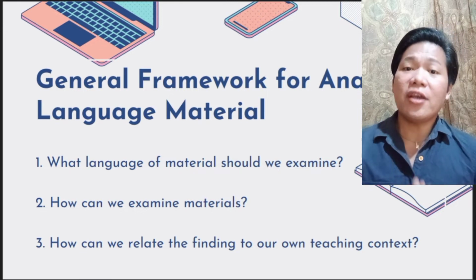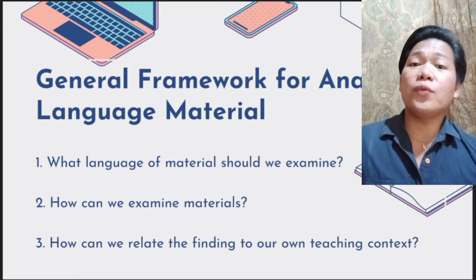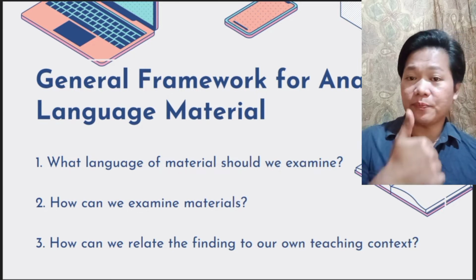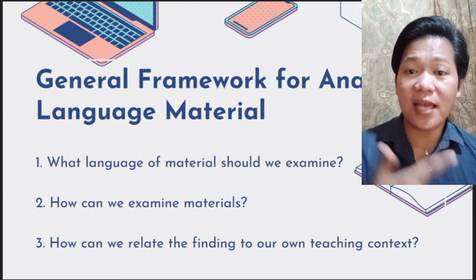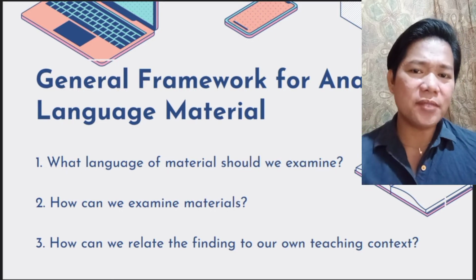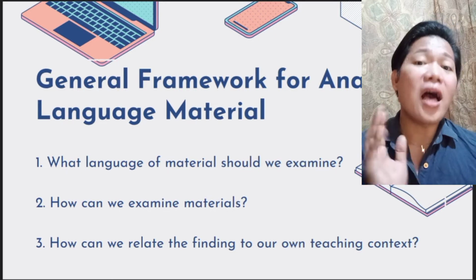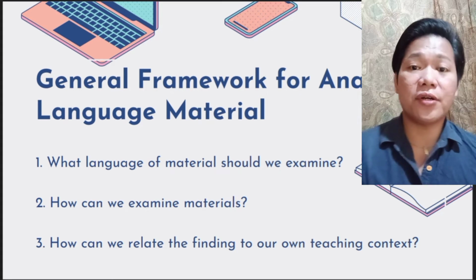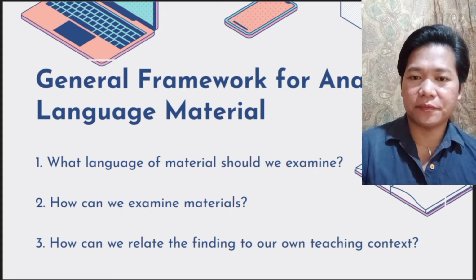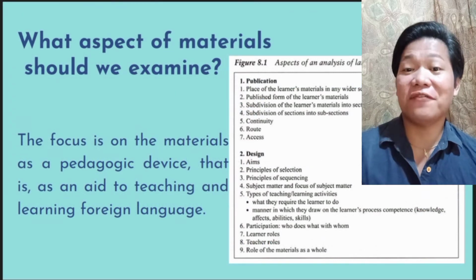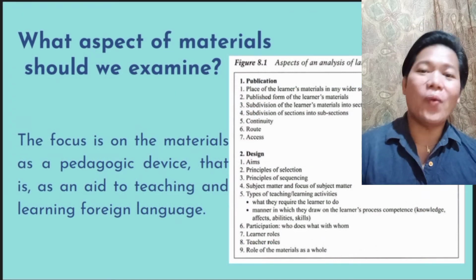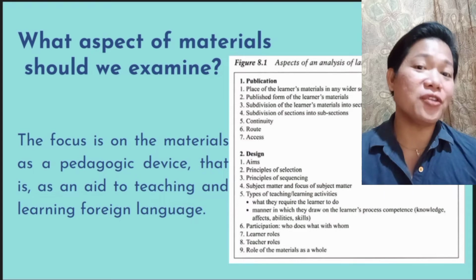These suggest three separate questions which we need to consider carefully. First, what aspect of material should we examine? Second, how can we examine the materials? And the third one, how can we relate the findings to our own teaching context? Let's start with the first question in the framework of Littlejohn. What aspect of material should we examine?